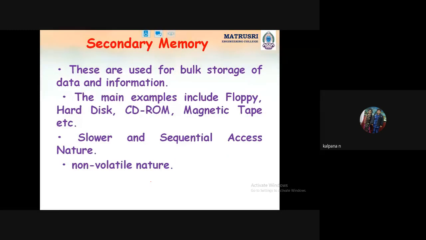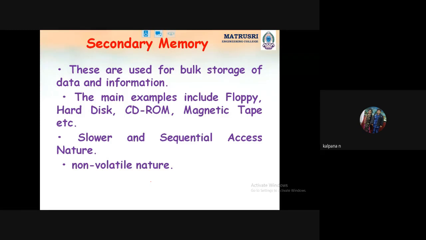Next, secondary memory. Secondary memory means to store the data permanently. Examples: CD drives, hard disk, magnetic tape, which we were using earlier, before CDs. Next, pen drives, DVDs. All these are examples of the secondary memory.